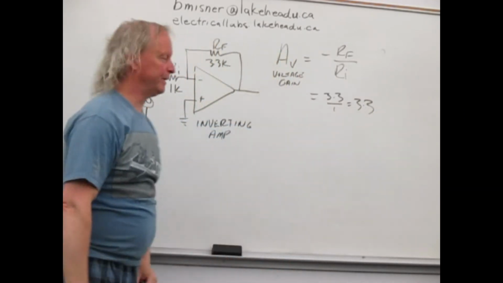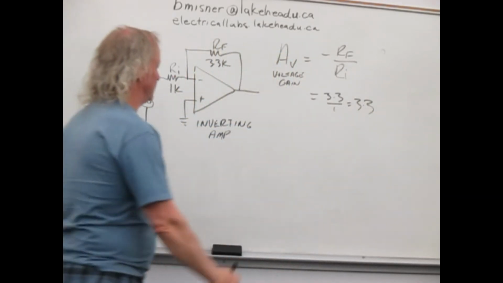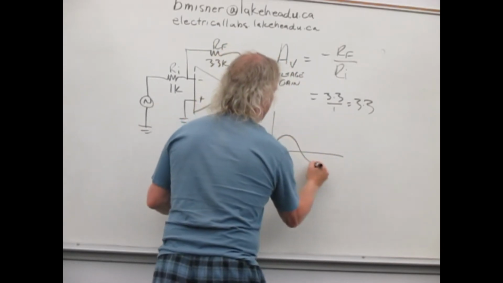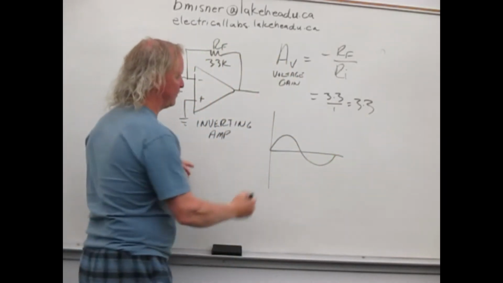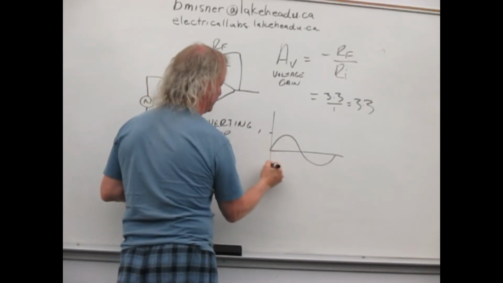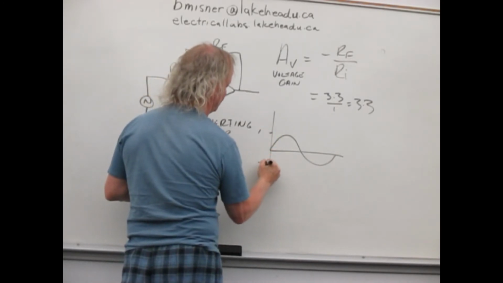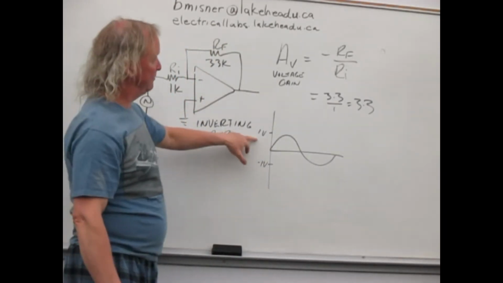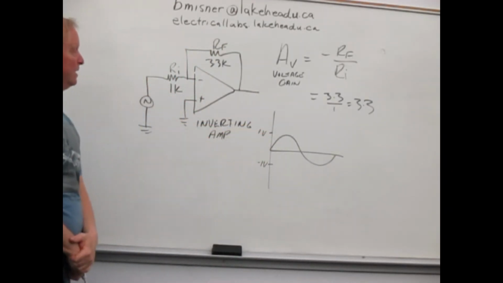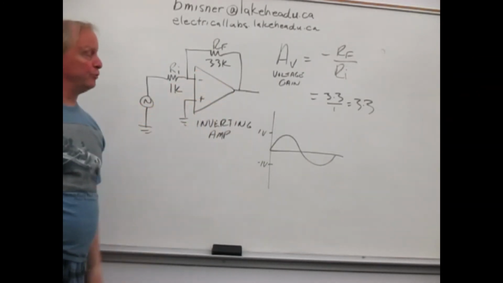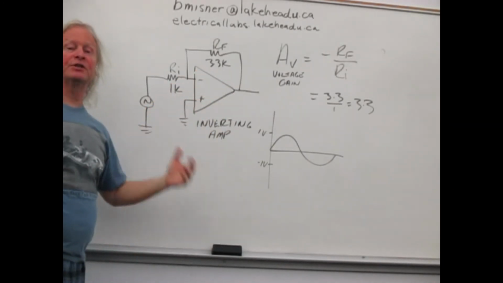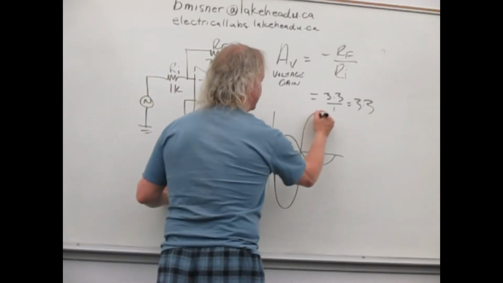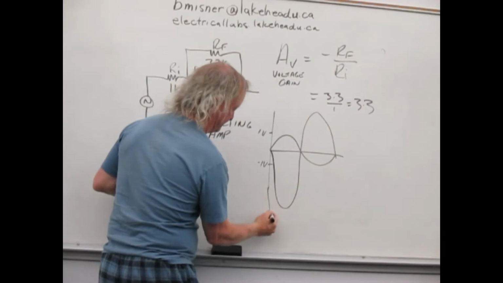A gain of 3.3. So say, for example, we have our input signal, and say it's 1 volt and minus 1 volt. So 2 volts peak to peak, but 1 volt peak. On the output, what we should get is a signal that's 3 times larger but inverted. So it's going to look something like this, right?